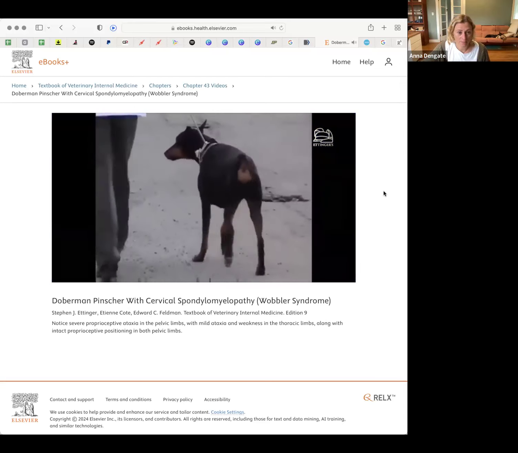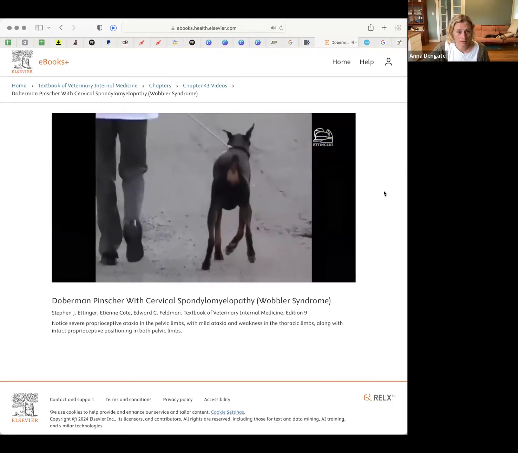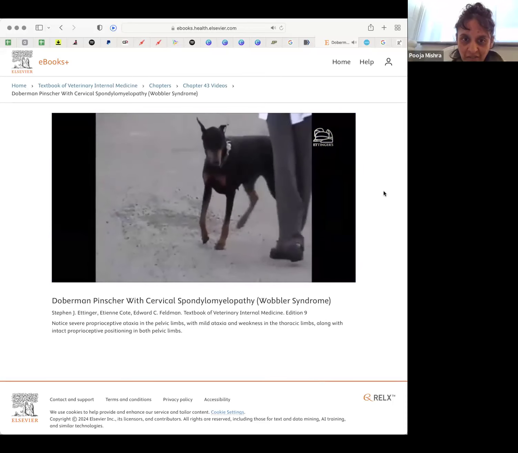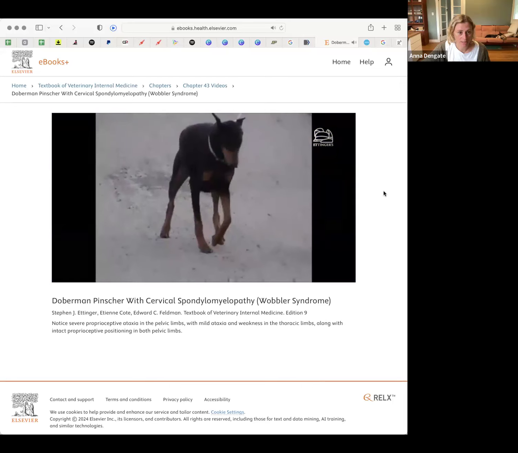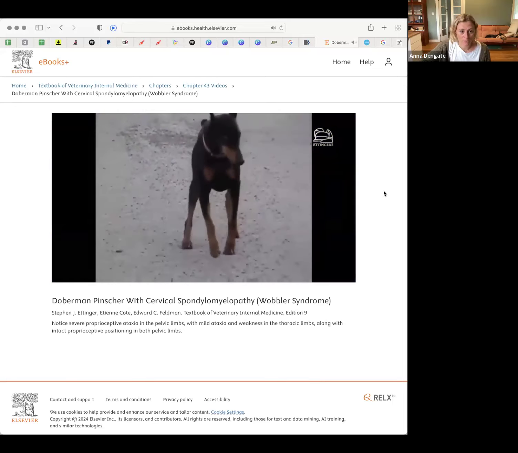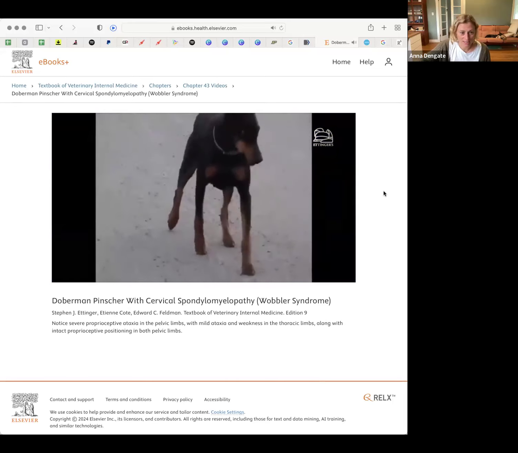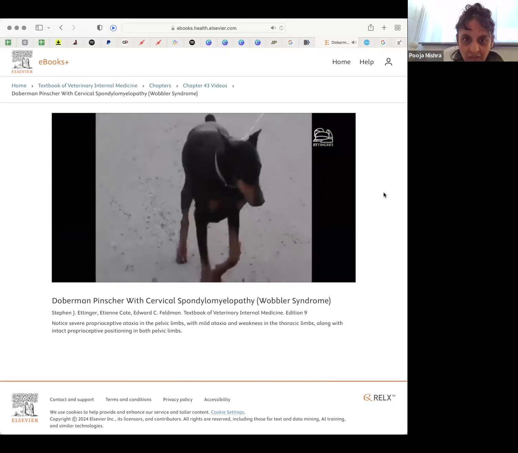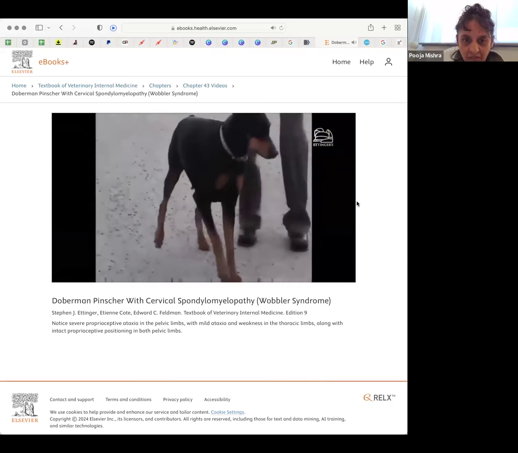It's a wide base, like Ron said. But the thoracic limbs have short, choppy strides. They are a bit choppy, aren't they? Can you see the pause before he puts his foot down, though? He just hesitates a tiny bit.